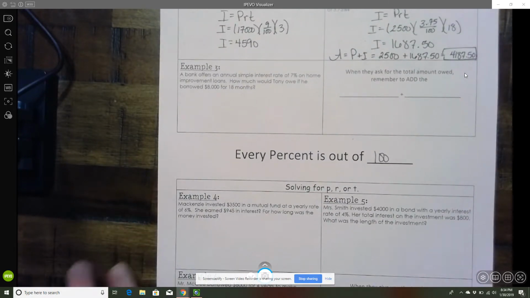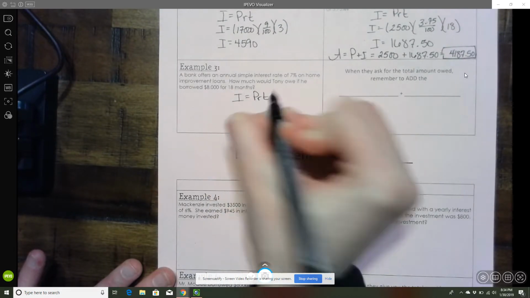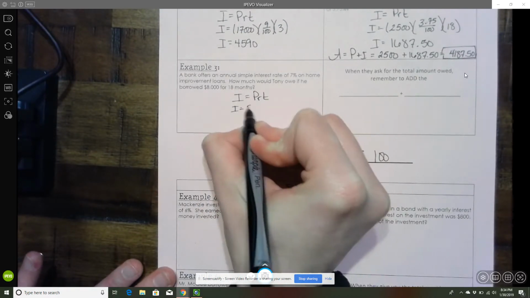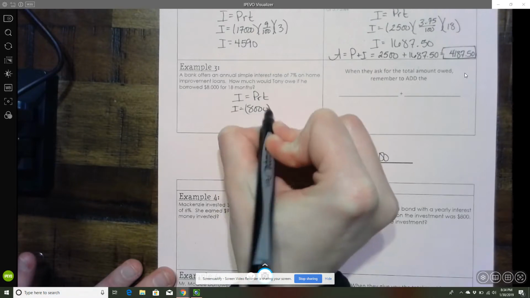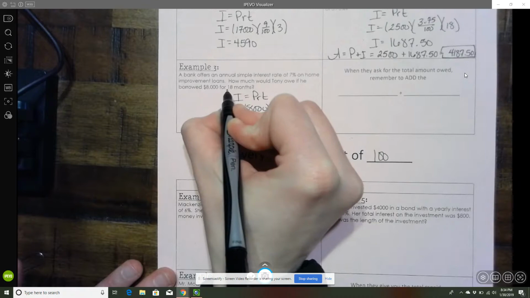All right, example 3. A bank offers an annual simple interest rate of 7% on home improvement loans. How much would Tony owe if he borrowed $8,000 for 18 months? All right. So my principal here is $8,000. My rate is 7%.